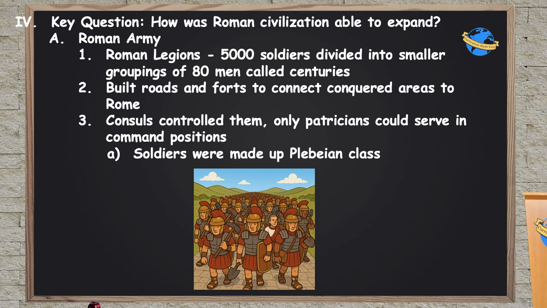The consuls were the commander-in-chief of the military, but other command positions could only be held by other patricians, not plebeians. The vast majority of the Roman legions were actually made up of plebeians who had to serve in the military as a form of tax if they owned land inside the Republic.